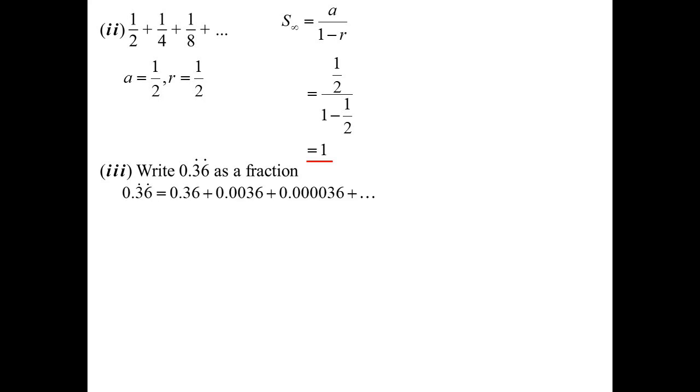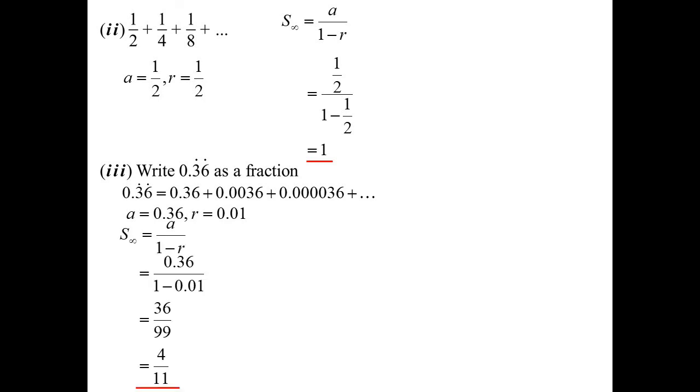So we can rewrite it as a series. I could say, well, that's 0.36 plus 0.0036 plus 0.000036 and so on. Our first term would be 0.36. Our ratio is 0.01. Putting it into the sum to infinity form, and we get the answer we were expecting, 36 on 99, which is of course 4 on 11.